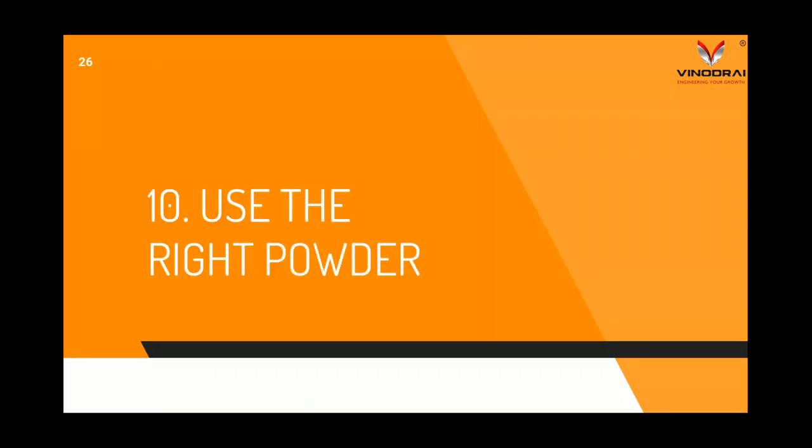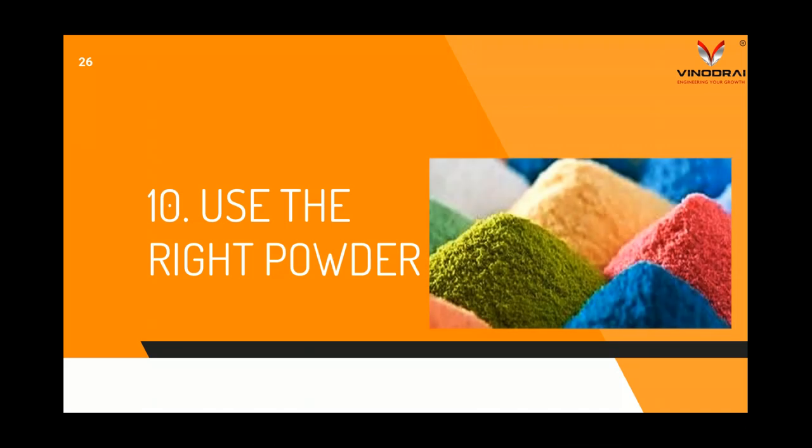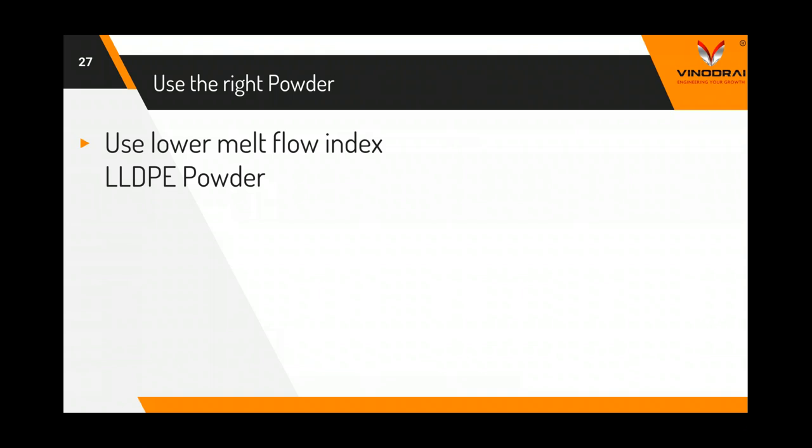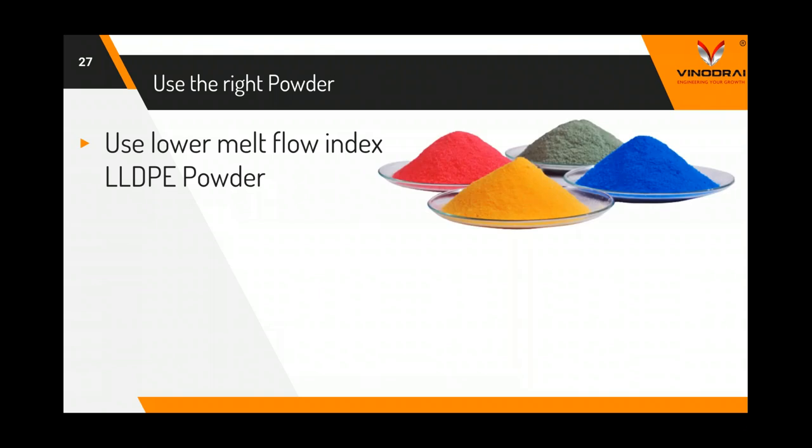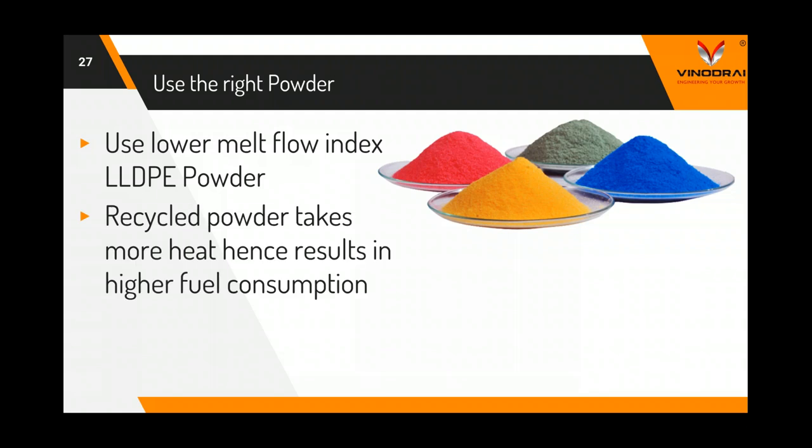Last but not the least, you need to use the right powder. Using a powder with a lower melt flow index would result in the powder melting faster and using a lesser amount of fuel to form the first layer, second layer and the third layer for you, thus reducing your cycle time and also reducing the amount of fuel that you are consuming.